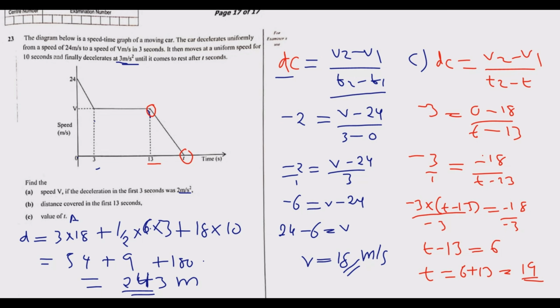So basically this is how you answer question 23(c) to get the 4 marks. So we've come to the end of our revision of 2021 GCE Mathematics paper 1 for grade 12.